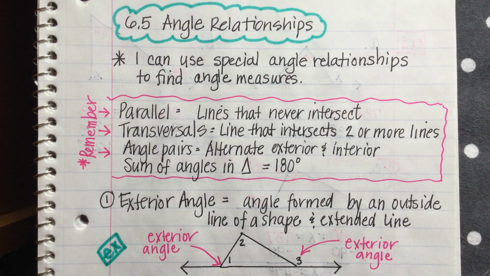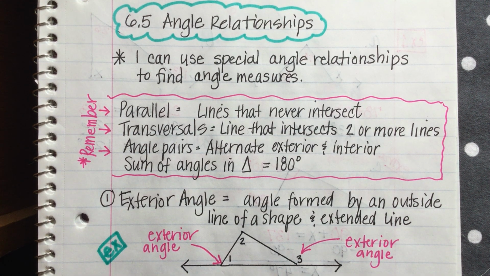Some angle relationships to remember from your past lessons: parallel. Those are two lines that are never going to intersect, and intersect just means cross. Transversals. A transversal is that kind of diagonal looking line that crosses over two parallels. If you have two parallel lines and then you've got one that comes diagonally through them, that's called a transversal.